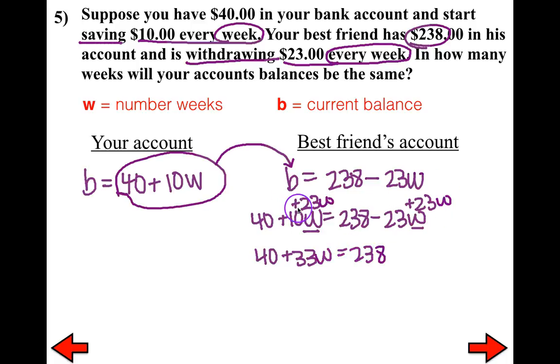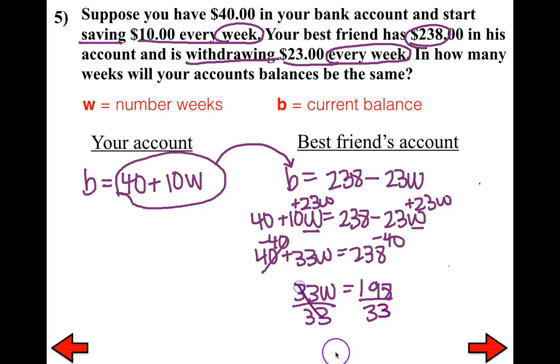Since the variables did move over to the left side, I'm going to go ahead and try to move the constant over to the right by subtracting it from both sides, leaving me with 33W equals 198. Now, last but not least, simply divide off your coefficient, which leaves me with W equals 6. Now, what does this mean? Well, W refers to the number of weeks. So when will both of you guys have the same account balance? I would say within 6 weeks. And since that's all it asks, that's all I need to do.